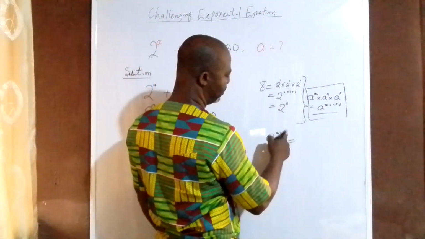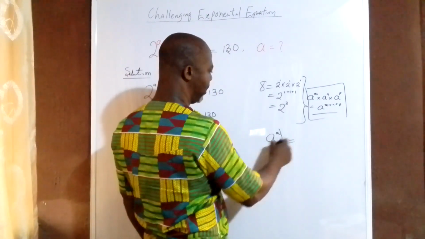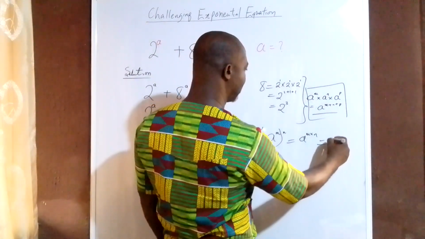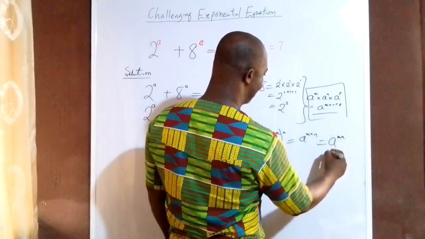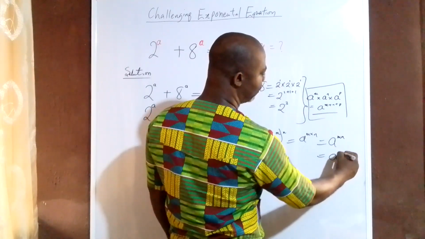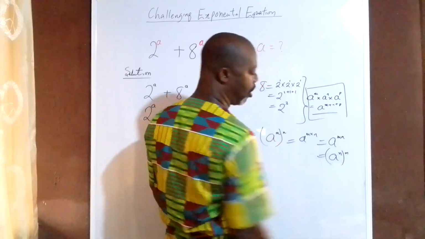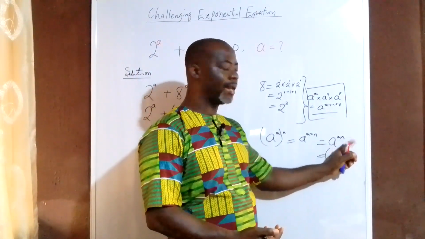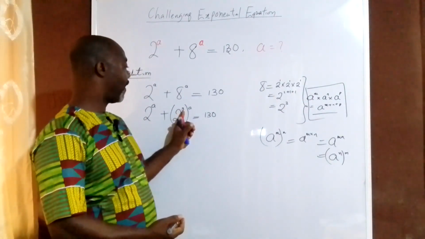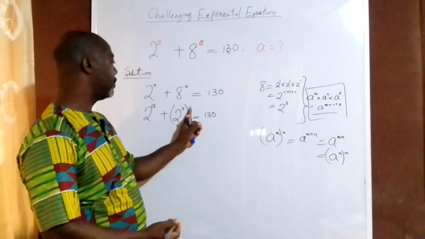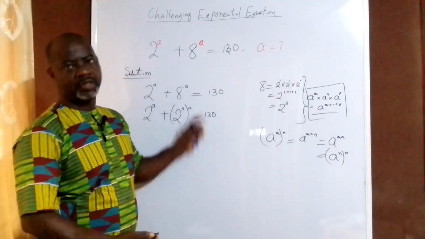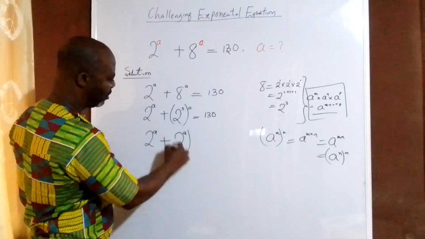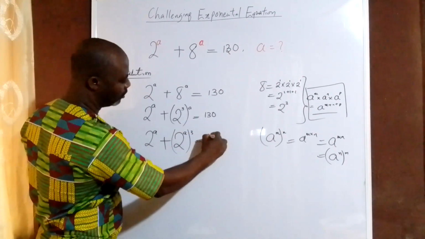So this will give a to the power of m times n, which is the same thing as a to the power of mn, and can also be written as a to the power of n to the power of m, because I'm switching places to reverse the order of m and n, just like we are going to reverse the order of 3 and a. So the a comes in and then the 3 goes out. So we have 2 to the power of a plus 2 to the power of a, all to the power of 3, equal to 130.